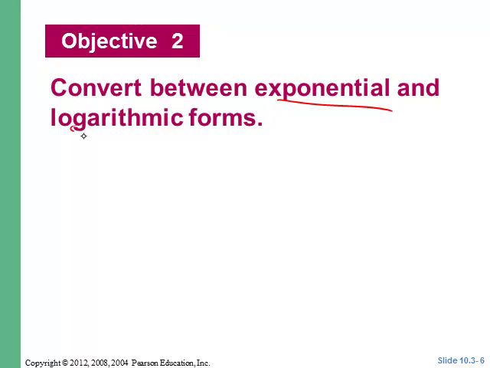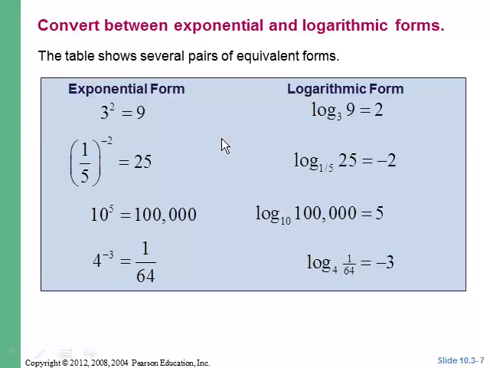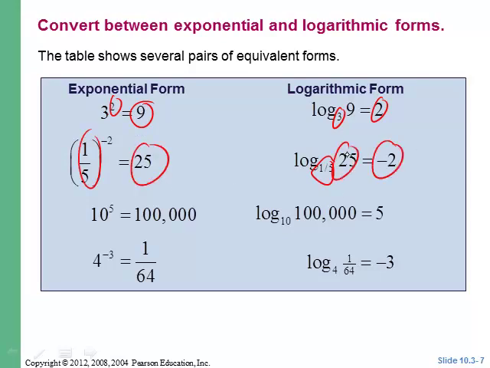Now, an exponential and a logarithmic function are inverses of each other. 3 to the second is 9. 1/5 to the negative second is 25. 10 to the fifth is 100,000. 4 to the negative third is 64.